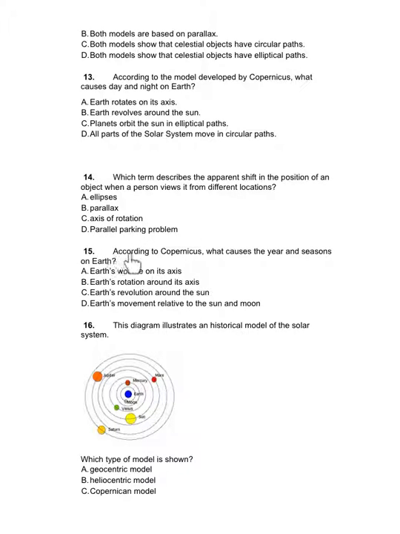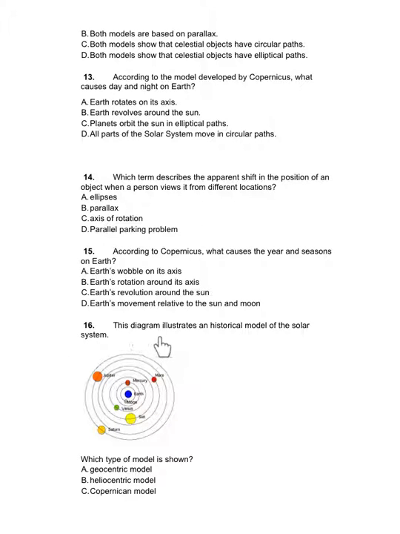Number 15. According to Copernicus, what causes the year and seasons on Earth? A. Earth's wobble on its axis. B. Earth's rotation around its axis. C. Earth's revolution around the sun. D. Earth's movement relative to the sun and the moon.